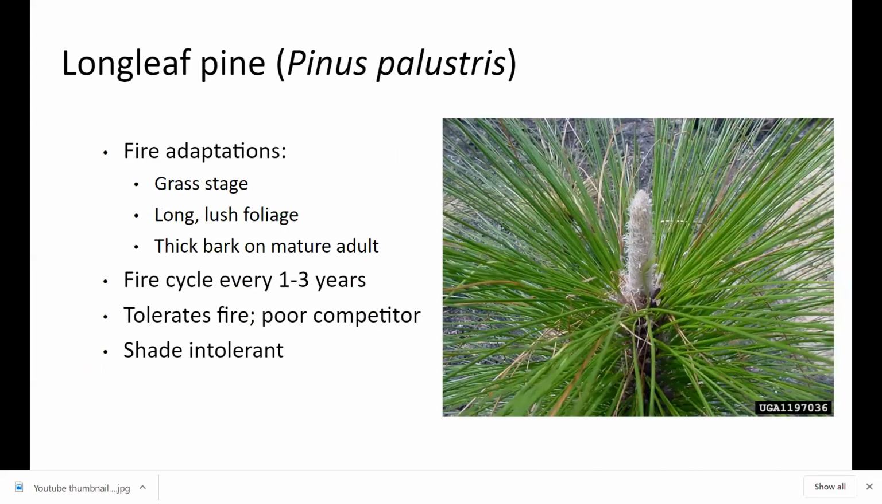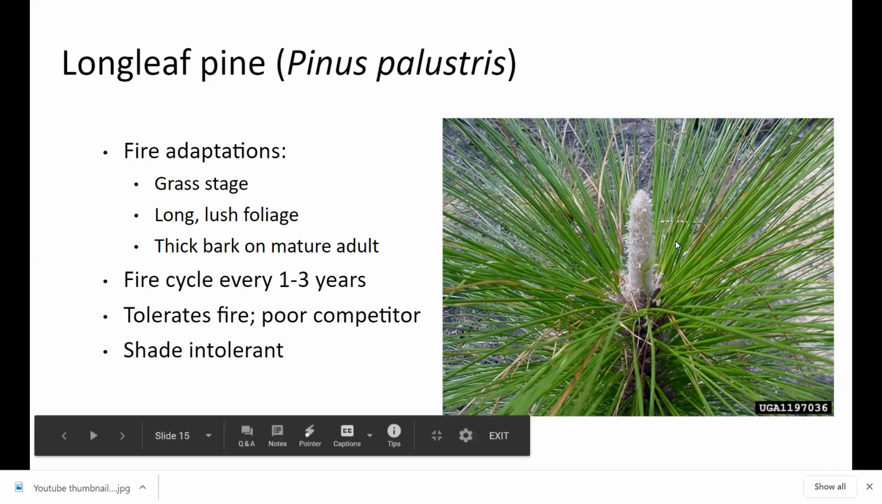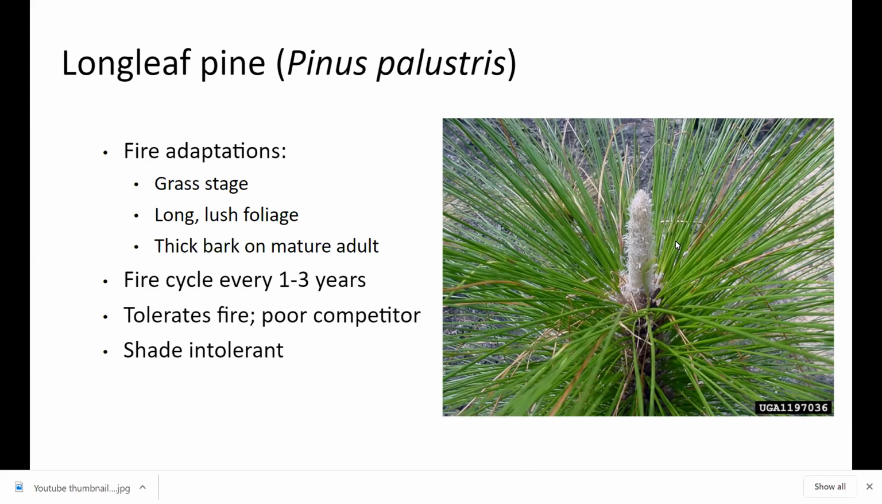So longleaf has several fire adaptations. It has that grass stage. You can see the foliage. Remember in lab, we talked about the foliage of longleaf as being as long as your forearm, so 12 inches, 18 inches even is common. And that long, lush foliage protects the apical meristem, that bright white bud, which is how we know longleaf pine. And so that makes it fire tolerant.